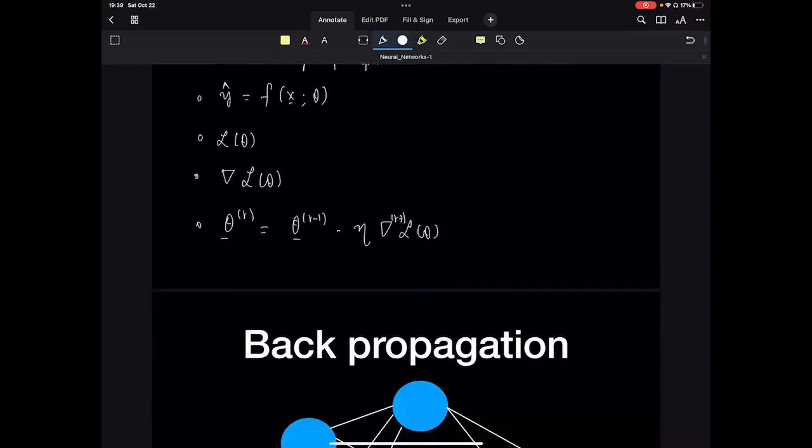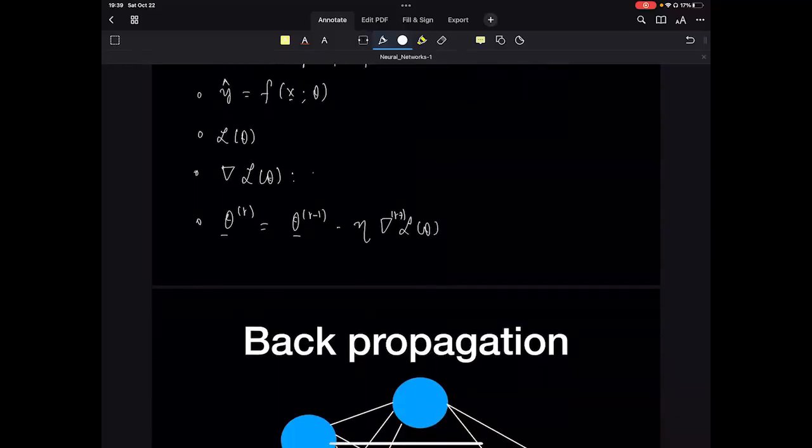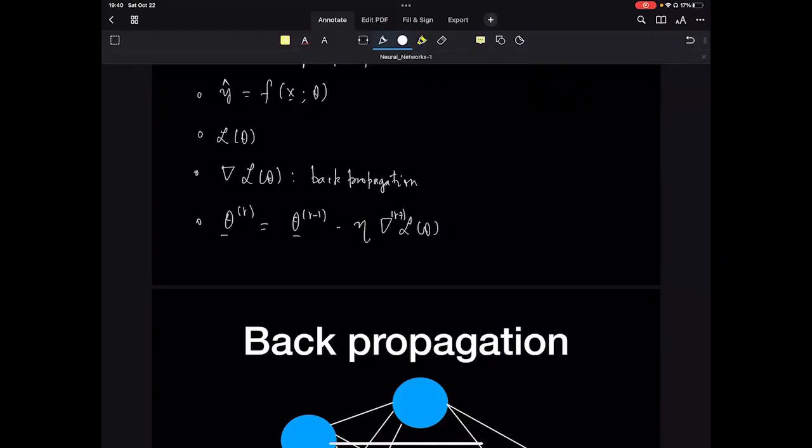And this essentially is found using backprop. Okay, so please keep in mind, backprop is used to find the gradients. And the update itself is happening through the standard iterative approach.